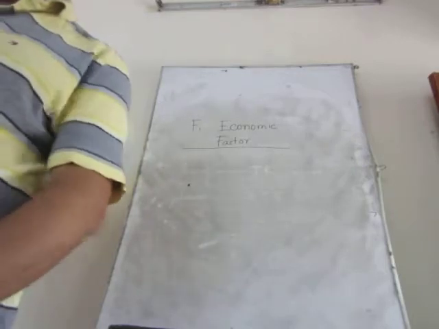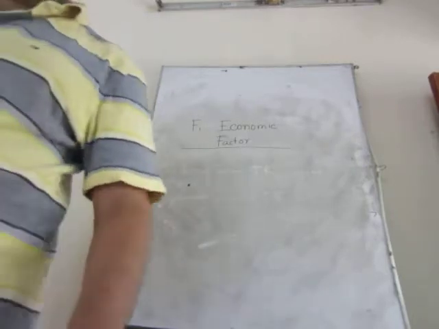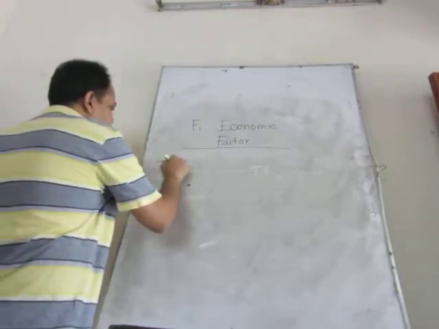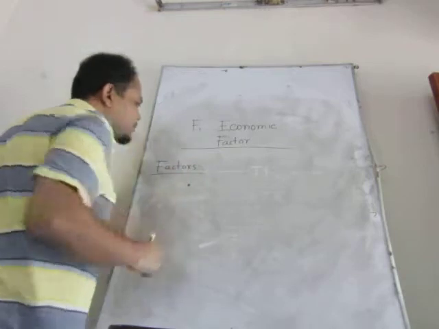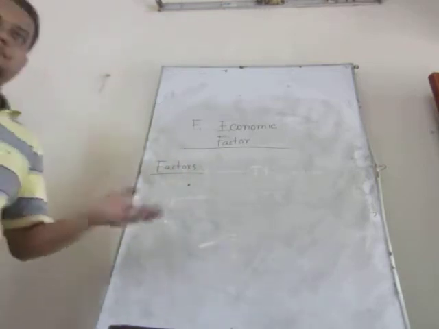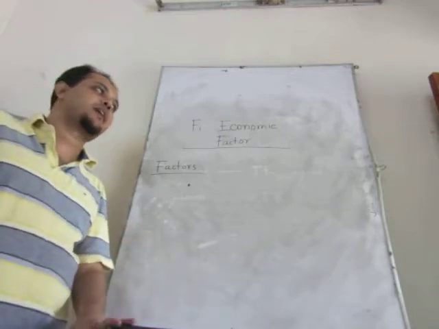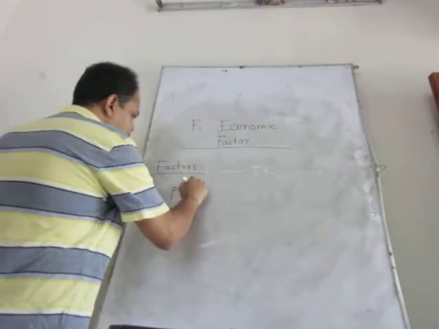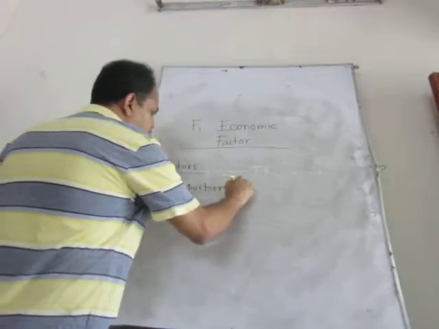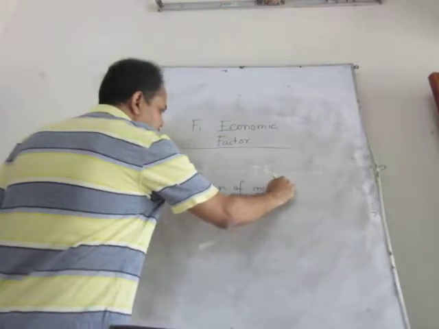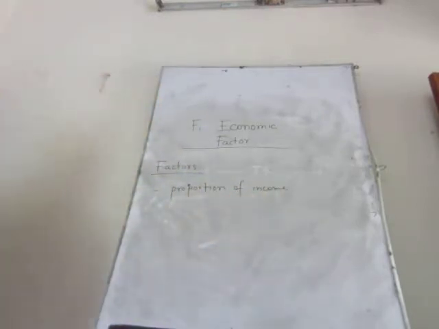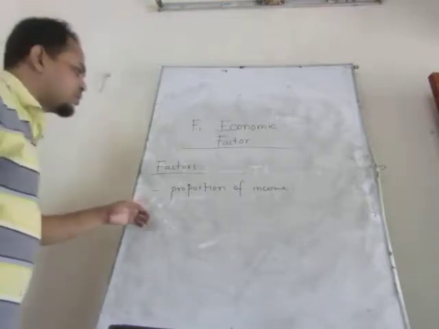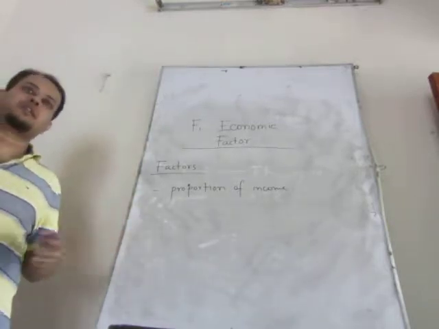The link between PD and revenue we have already discussed. Now we will discuss the factors that can affect this PD, factors that make PD increase or decrease. Number one, proportion of income. That is proportion of disposable income.